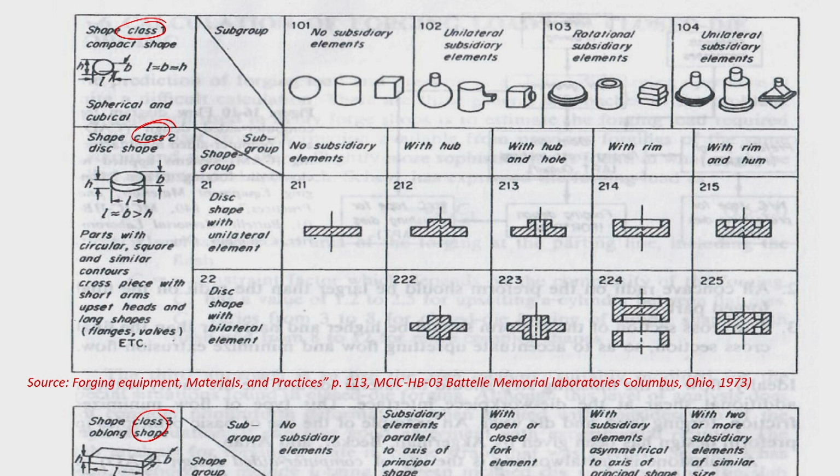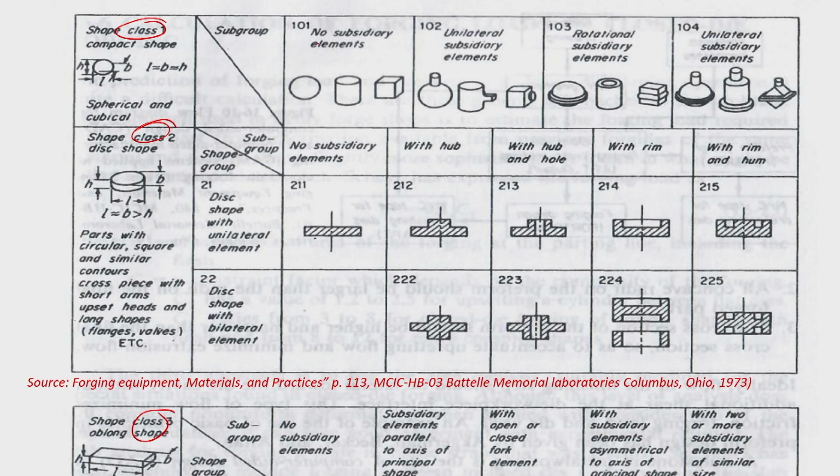The shape can be classified as a very simple case, that is class 1. It can be a spherical case, or a cylindrical case, where H is equal to D, the height of the cylinder is equal to the diameter, or approximately equal, not very long. Okay. In class 1 itself, you have different groups, say 101, 102, 103, 104.